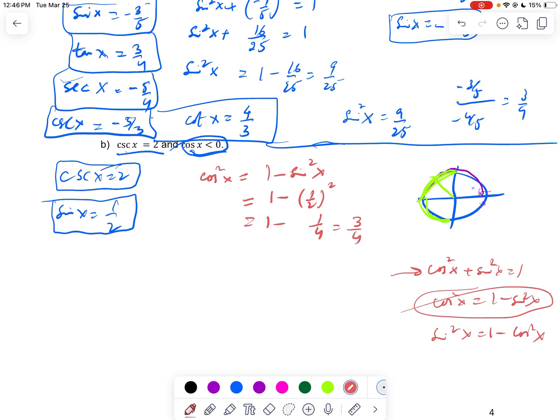So that cosine of x will be equal to plus minus square root of 3/4, which means plus minus square root of 3 divided by 2. But because cosine of x has to be less than 0, our cosine of x will be equal to negative square root of 3 over 2.